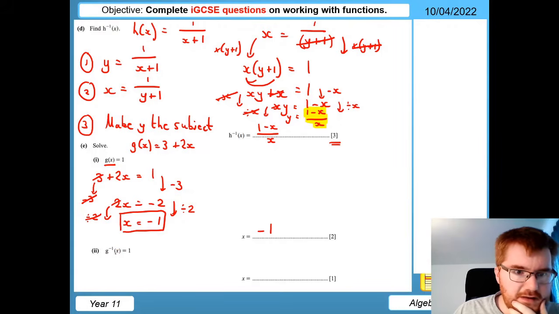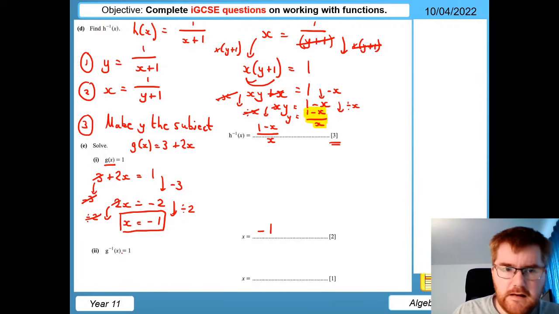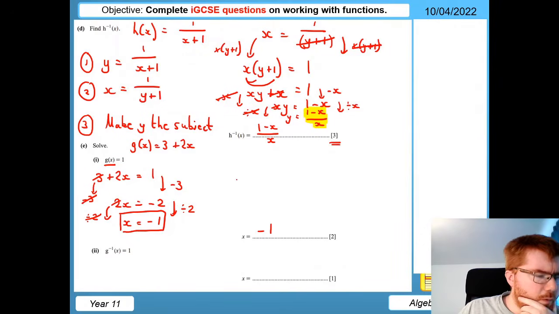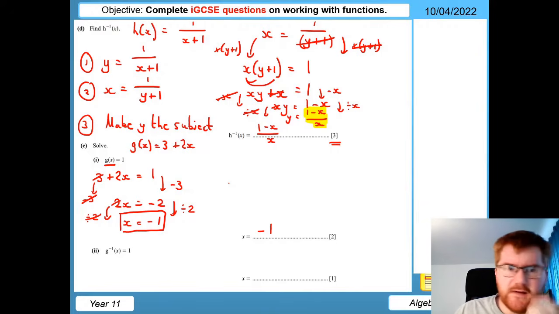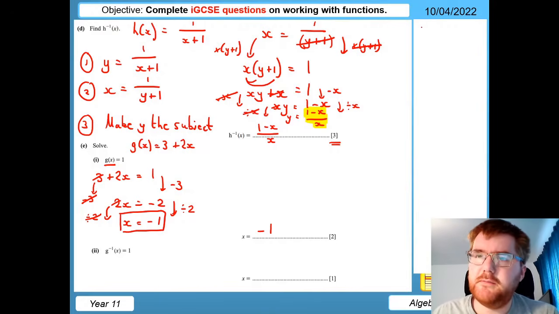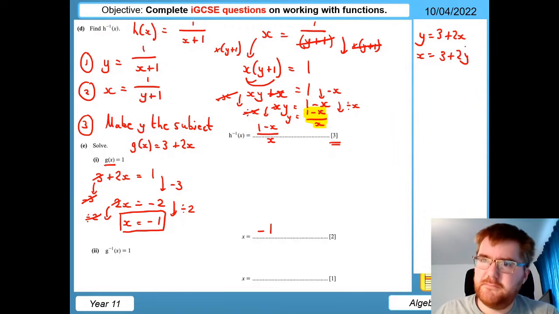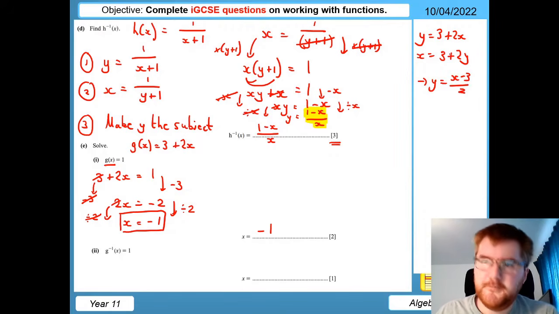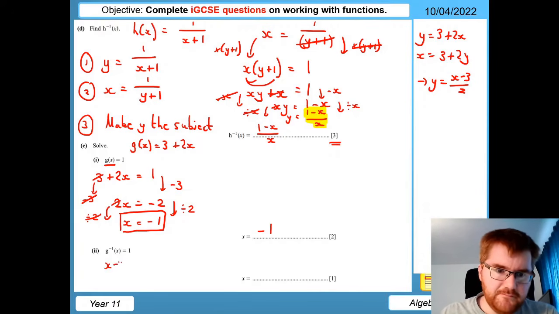And now we've got this interesting equation here. We want to work out the inverse of g is equal to 1 instead. It's a 1-mark question, so I'm interested to see why it would be so straightforward, but I'm just going to work out the inverse function very quickly. So 3 plus 2x. I think this is the standard way of doing it, but it's probably not the quickest. We swap this over, and this then leads to y equals x minus 3 over 2.